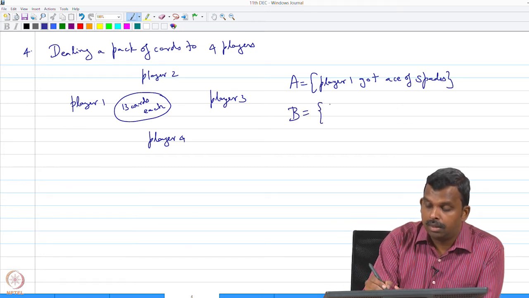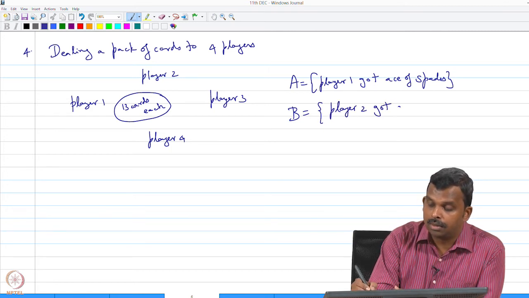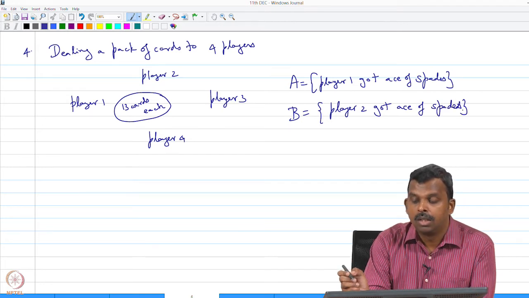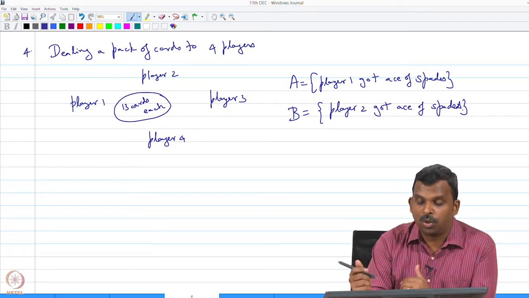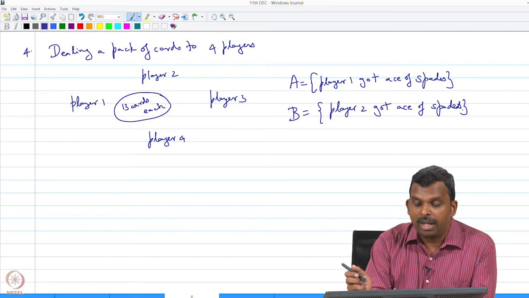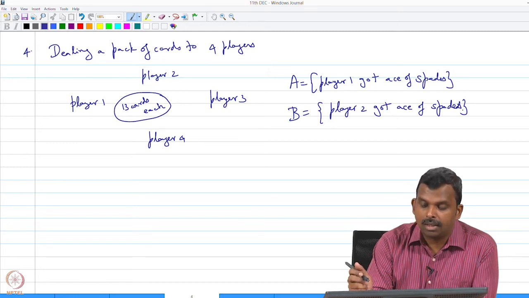Event B is player 2 got ace of spades. Okay. So, these are the 2 events. I mean, many of you probably already know whether or not A and B are going to be independent. Let us look at that possibility now.